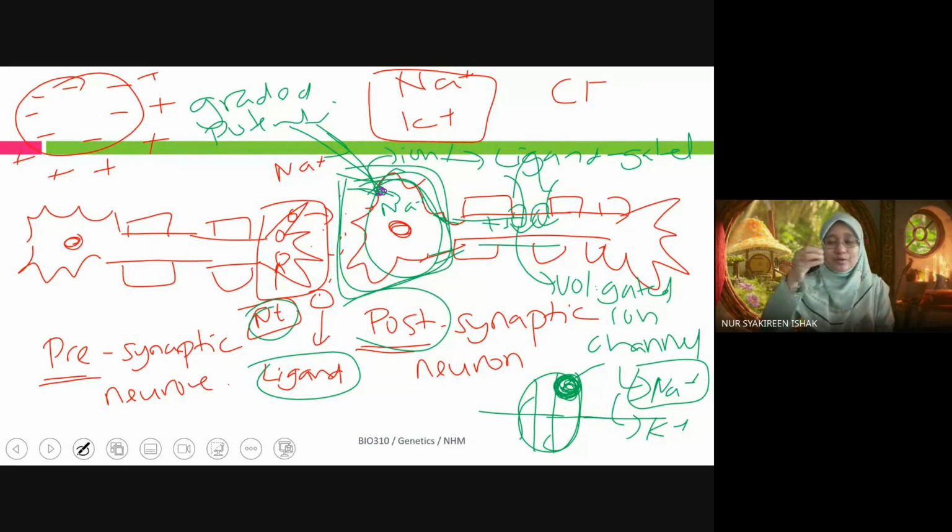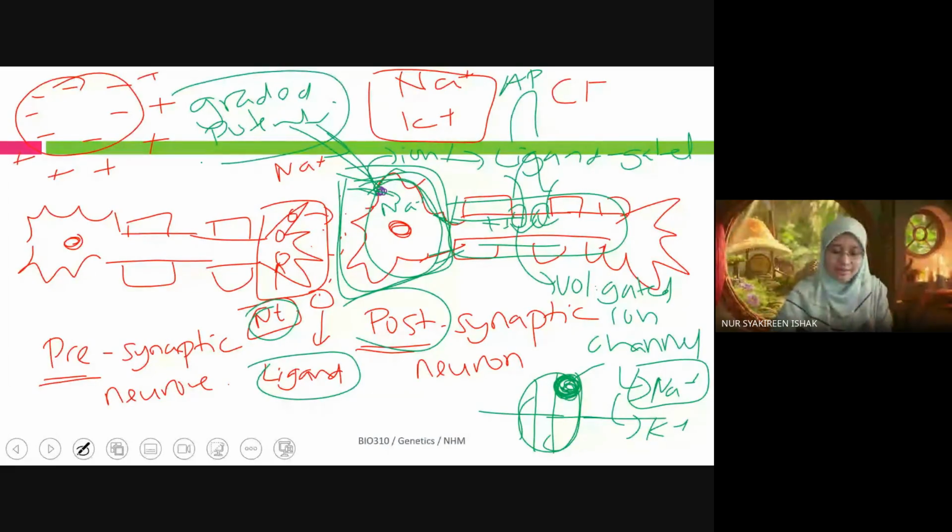If enough sodium enters, it causes a certain voltage to be reached and causes the generation of a full action potential. So action potential occurs along the axon. Remember, graded potential occurs along the dendrite and cell body. Along the axon, it triggers action potential to occur. The membrane changes from negative to positive.